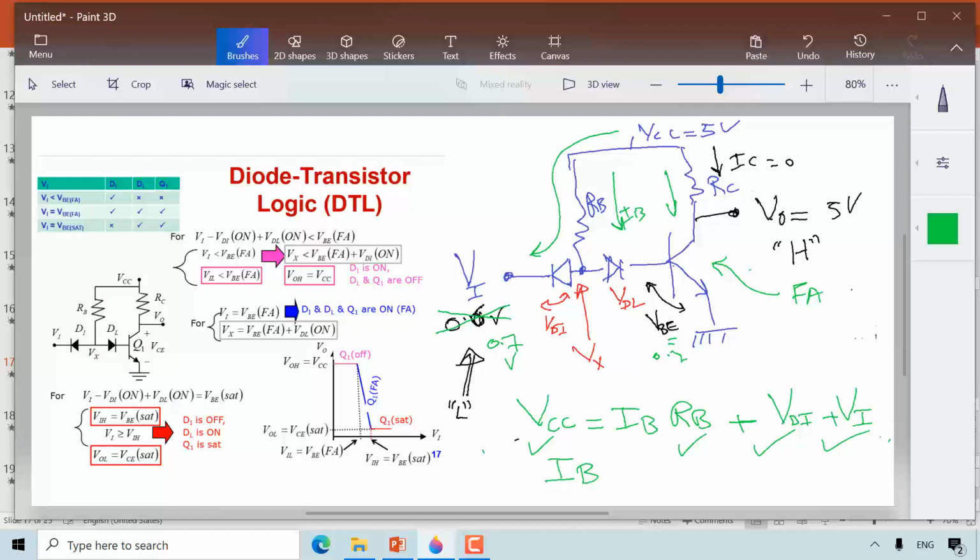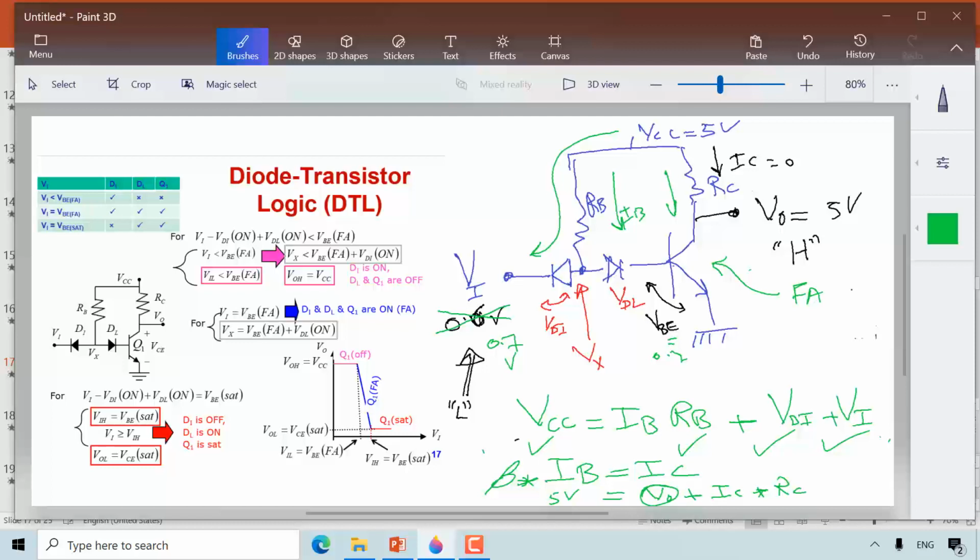And once I solve for IB, I can say beta times IB equals IC, and I can find what is IC. And then I can find the V out, which is equal to V out plus IC times RC equals VCC, which is the 5 volt. Okay, I can find out what is the V output.